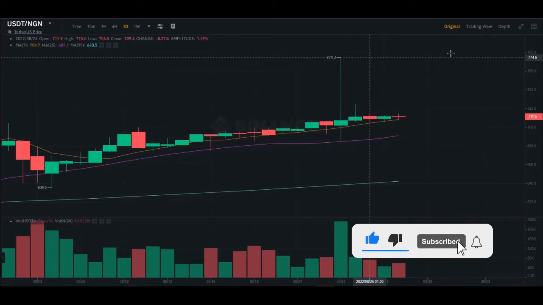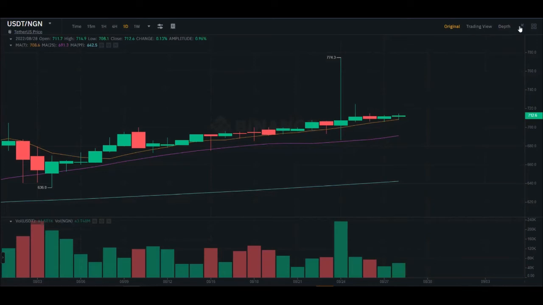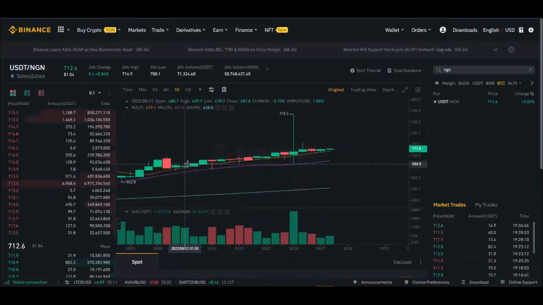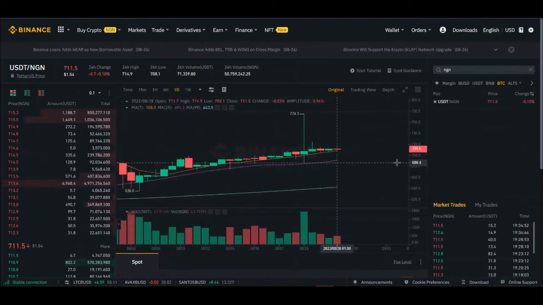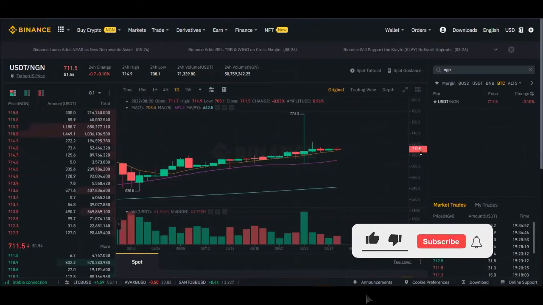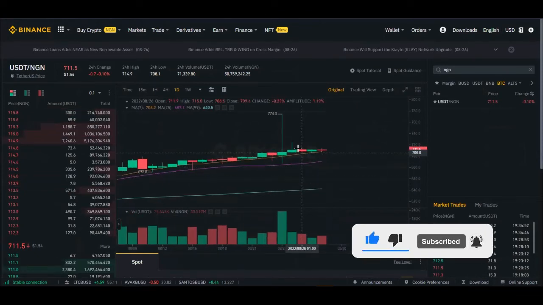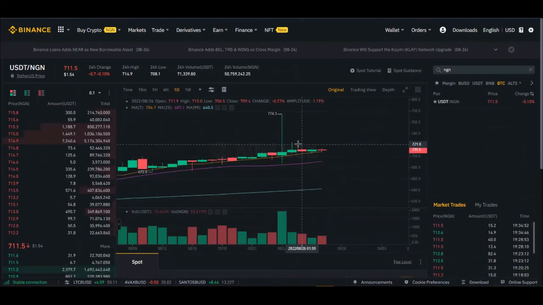Now, how do you take advantage of this? This is normal spot trading, but what you do is you use a limit order. Right now, USDT is trading at 711 Naira. A few days ago, it went to 721. Now it drops to 701 Naira. What you simply do is take advantage of this.